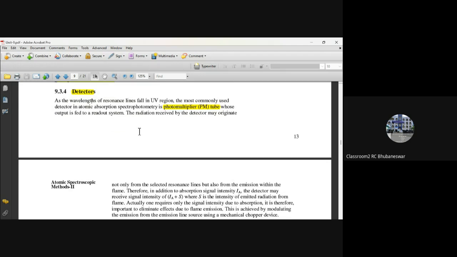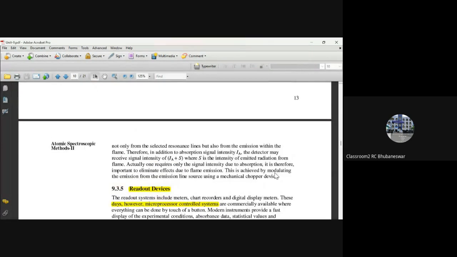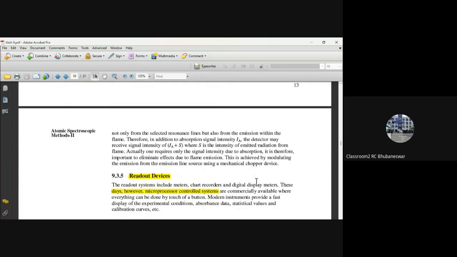And the detector: the wavelengths of resonance lines fall in the UV-visible region, as we are dealing with atomic absorption spectroscopy, so remember that. The most commonly used detector in AAS is the photomultiplier tube. Again and again we have discussed the photomultiplier tube. It will amplify the signal, whatever you are going to get.